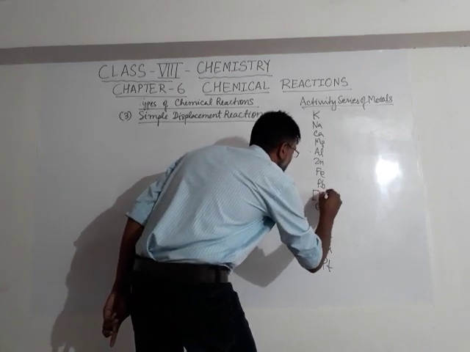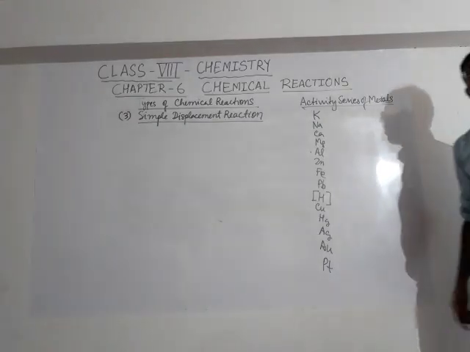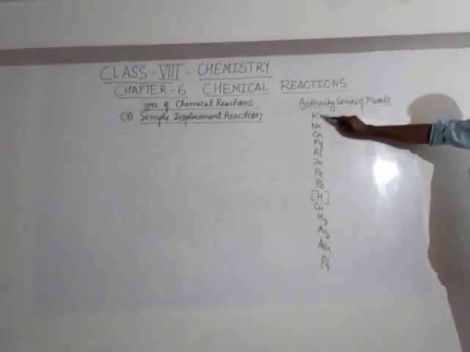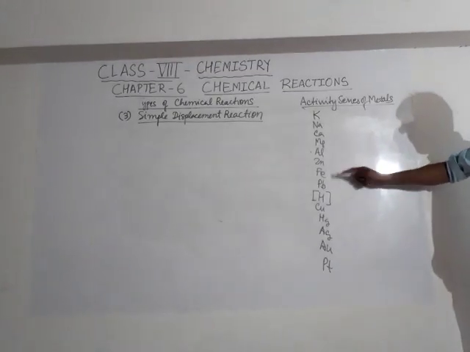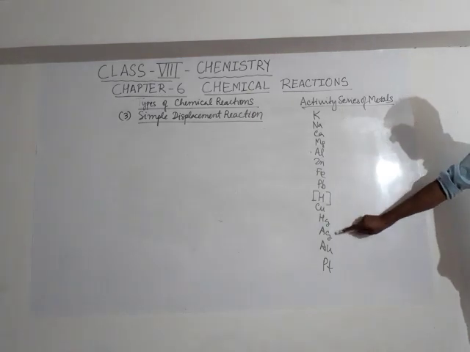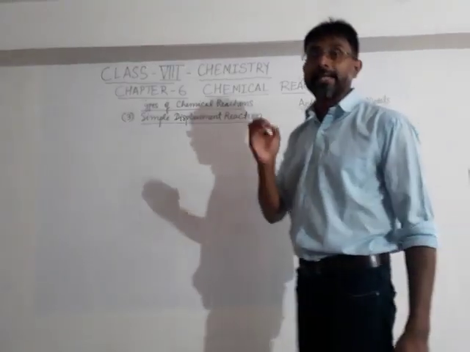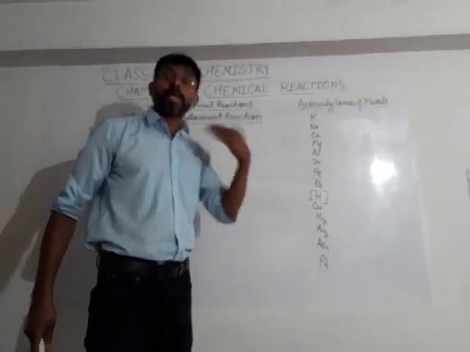Now, in this activity series of metals, you will see the metallic elements are arranged from top to bottom, but there is hydrogen in between, which is non-metallic. This hydrogen is acting as a boundary, as a border between the more reactive metals and the less reactive metals. I want to repeat them once more. Potassium, sodium, calcium, magnesium, aluminium, zinc, iron, lead, hydrogen, copper, mercury, silver, gold and platinum. You must remember this order by heart. K, Na, Ca, Mg, Al, Zn, Fe, Pb, H, Cu, Hg, Ag, Au, Pt. In one breath you must be able to memorize this and say them or write them down.